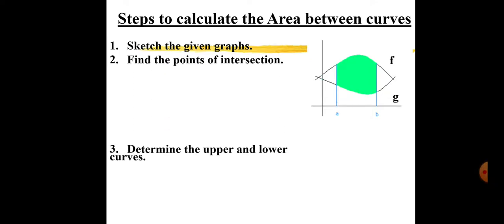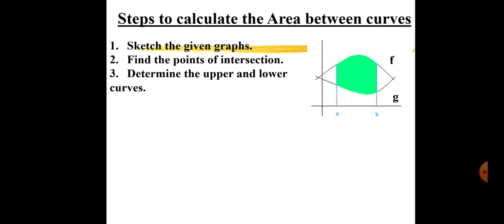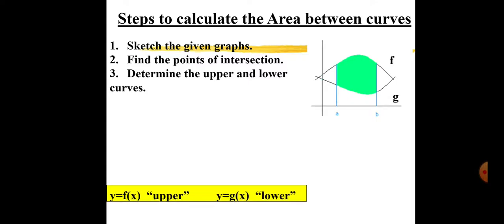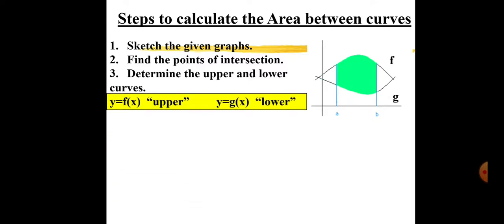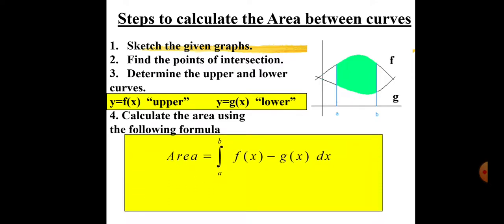So the steps of such a problem: you have to sketch the graph, find the points of intersection between the two curves and determine the upper and the lower, and after that use the rule of the integration to calculate the area bounded by the two curves, as you can see here, where f of x is the upper one and g of x is the lower one.